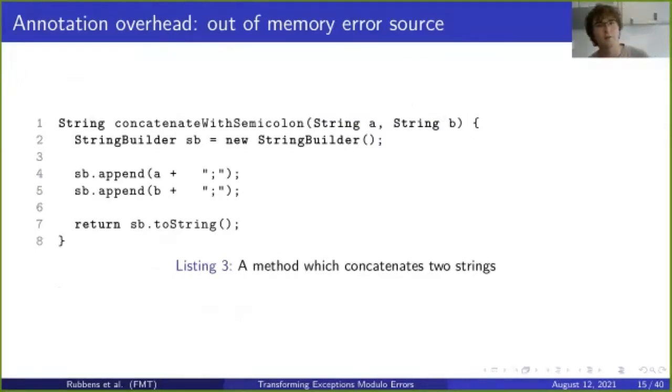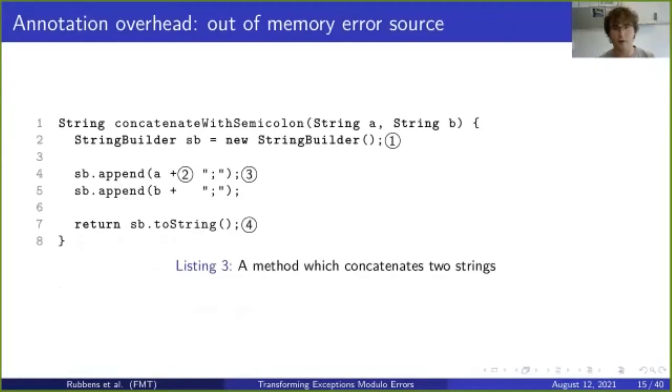So just to give you an example of how this works, here I have a simple function that concatenates two strings and adds a semicolon to both strings. And finally, when the strings are concatenated, it returns a string on line 7. Now, this is a typical Java program, or at least it's somewhat idiomatic, even though it's not very useful. And there are already 4 places where an out-of-memory error could be thrown.